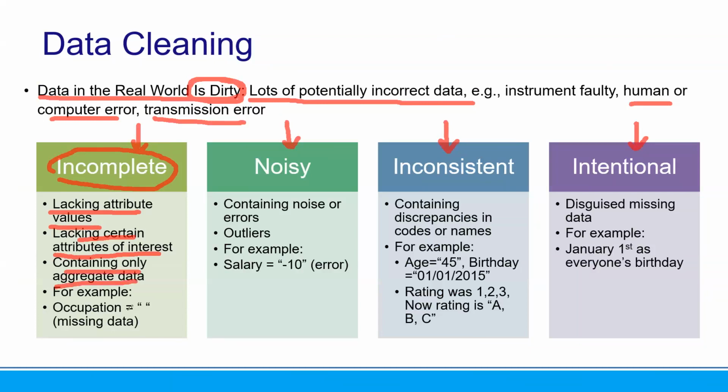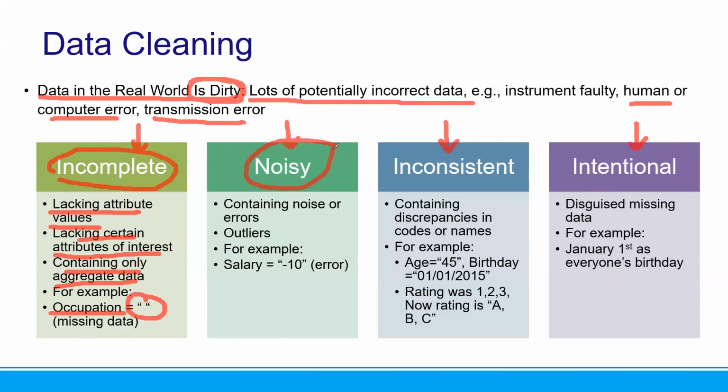For example, you know, when you get a survey or questionnaire, maybe some people will ask you, what is your occupation? What is your job? But you do not want to say, so you keep it as blank. Then it is missing data. When you put it as blank, yeah, we don't have the data. It's missing.